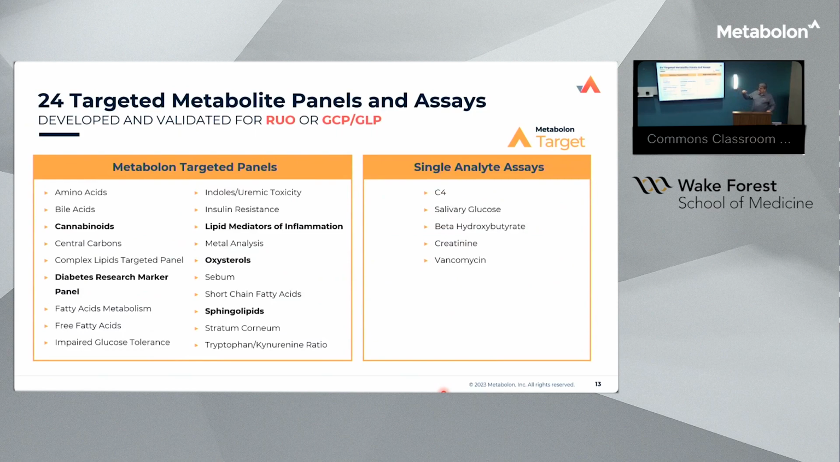The ones that I've emboldened there are the ones that we added this year to our repertoire of targeted panels. They're a little bit different in the sense that we have moved to a targeted panel style that doesn't only focus on chemical ontology, covering one class of similar metabolites, but starts to look at different pathways and incorporates that into one panel.